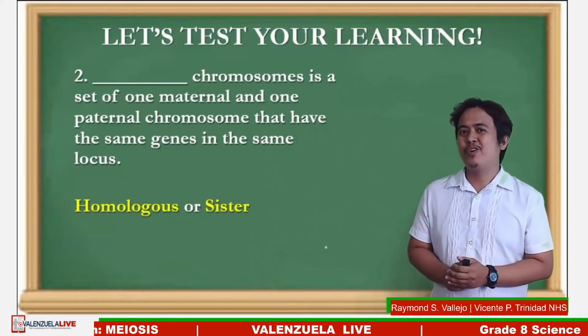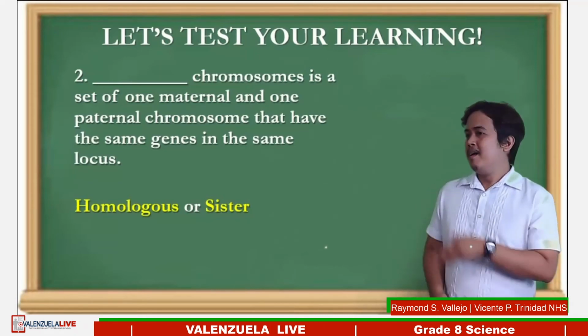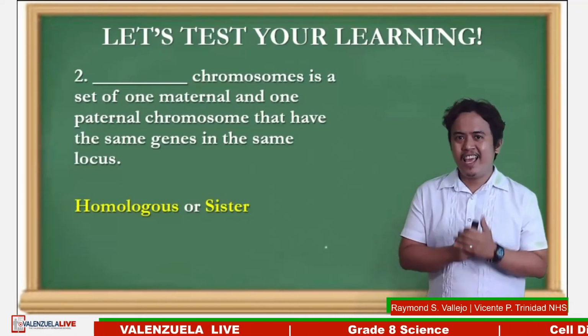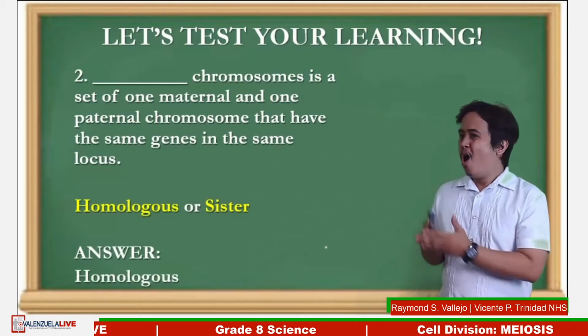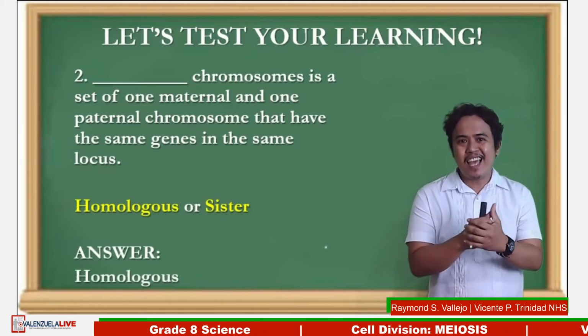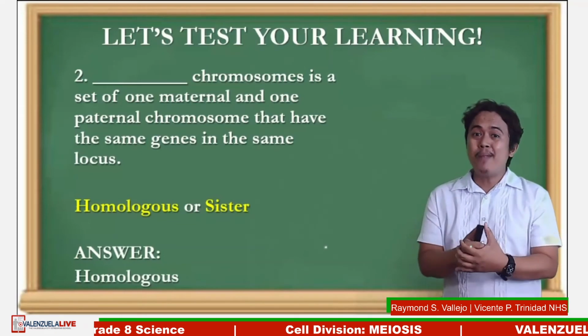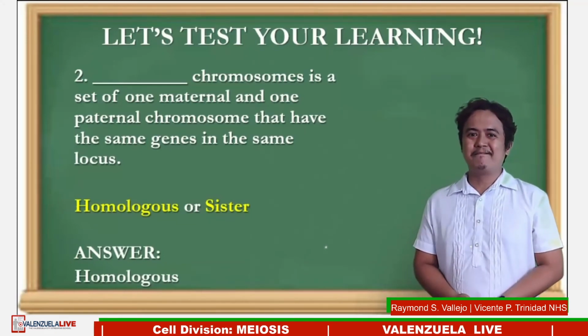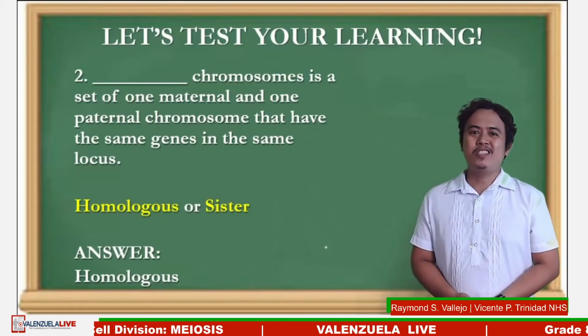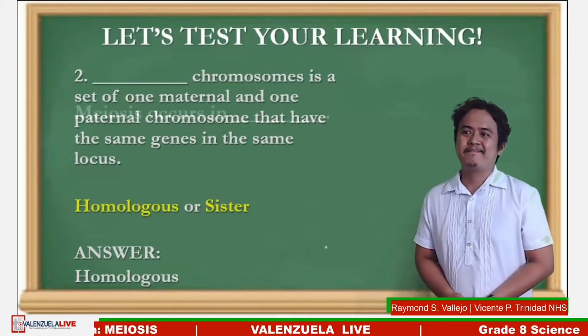Let us see if you got the correct answer. The correct answer in this item is homologous. Homologous chromosome is a set of one maternal and one paternal chromosome that have the same genes in the same locus. Let us now proceed to the third item.